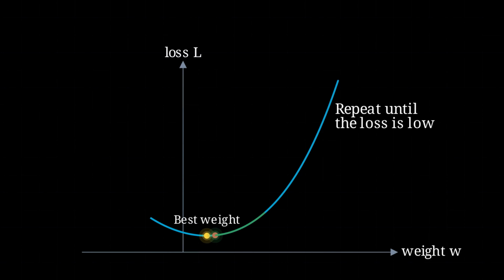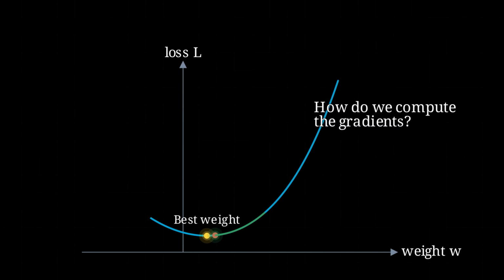This simple idea powers much of machine learning. It powers logistic regression. It powers support vector machines. It powers neural networks. And it powers modern systems like GPT. But there is still one big question. How do we actually compute these gradients? That is where backpropagation comes in.